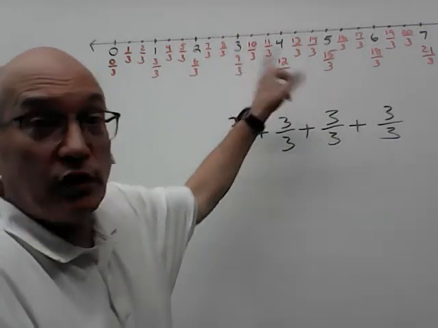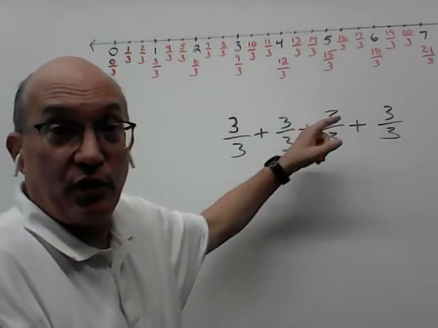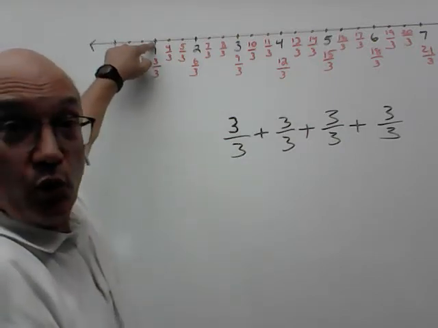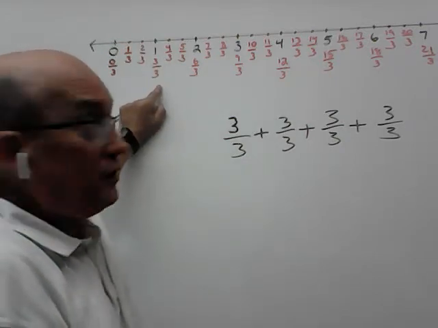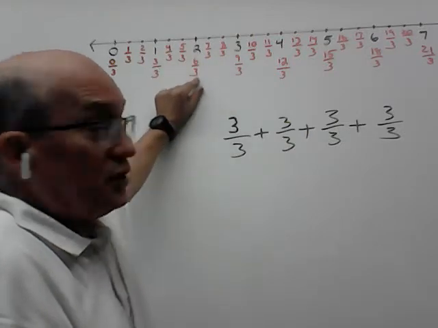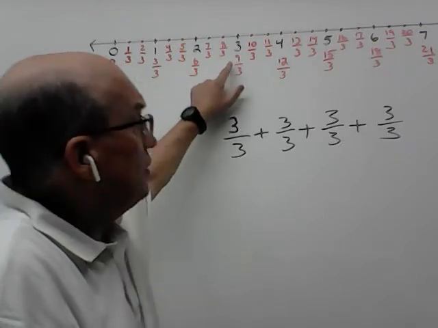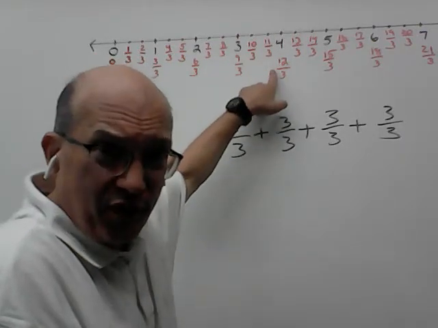Let's look at the whole numbers on this thirds number line. Let's look at the one. This is the whole number one here, and it's the third. The whole number two is the six thirds. The whole number three is 9/3. The whole number four is 12/3.